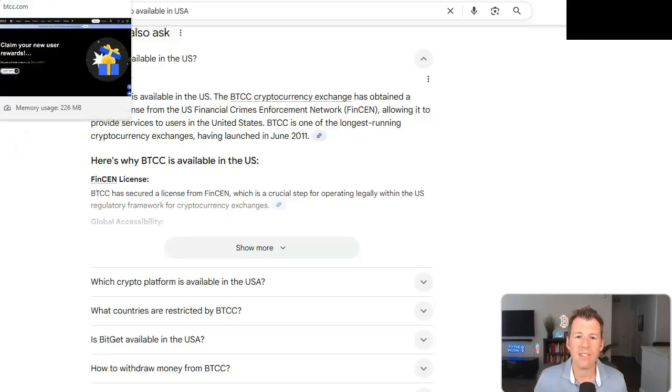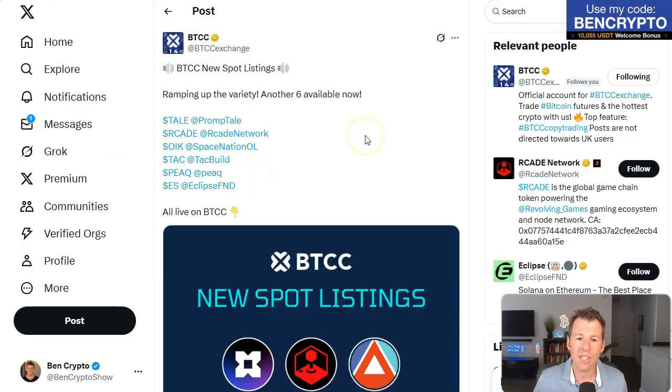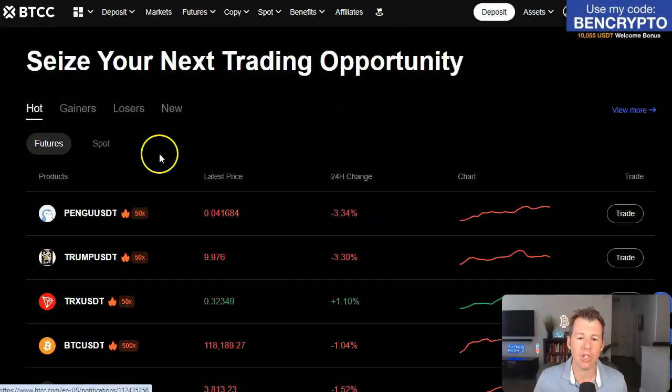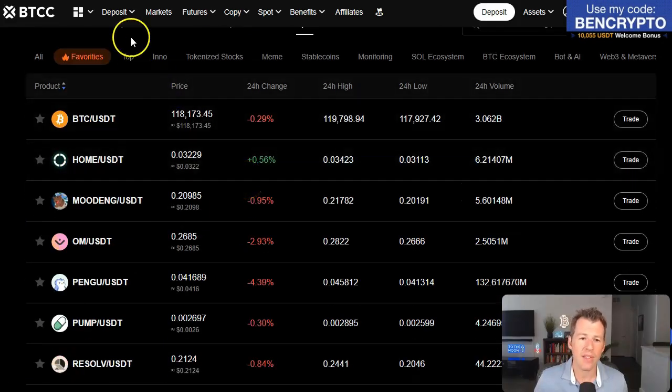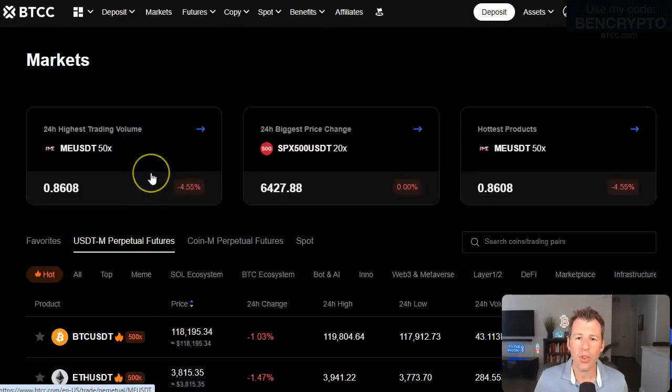And then as for the coins listed, they are adding new coins every single week. Just last week, they added 6 new spot coins, and they have a big selection of coins that you can choose from. For example, on their spot exchange, they have over 300 different pairs, different coins, and then on the futures exchange, they have over 380.